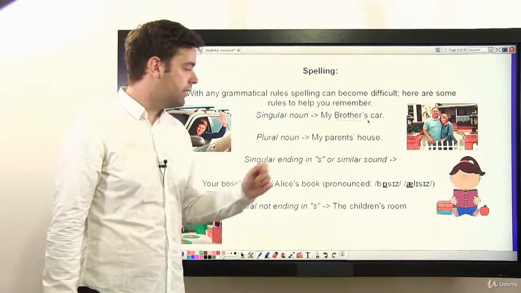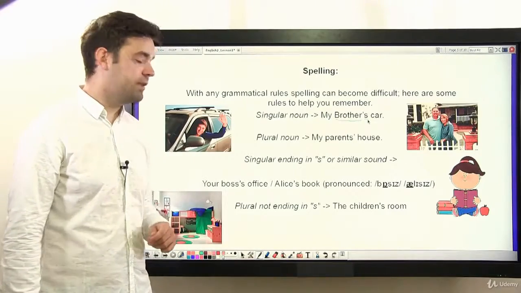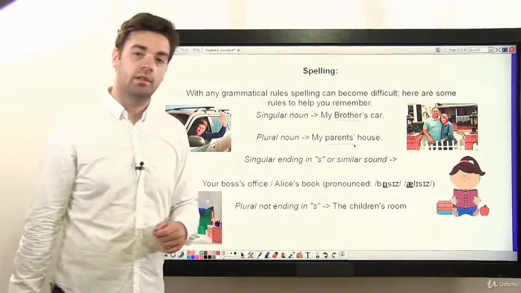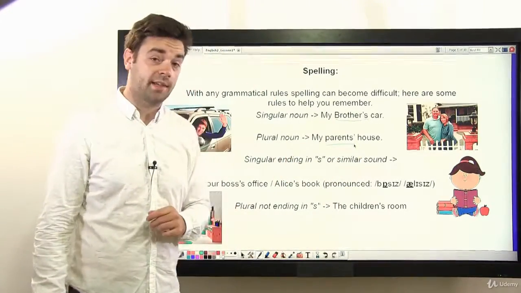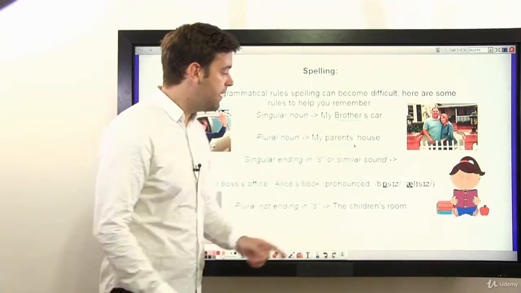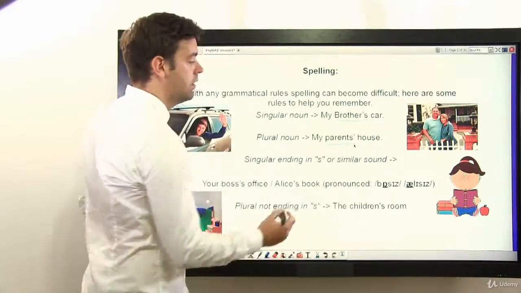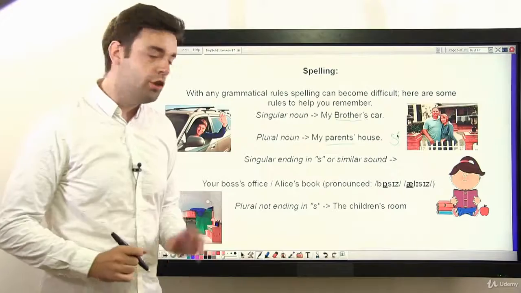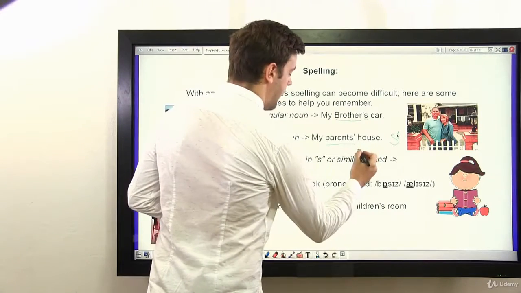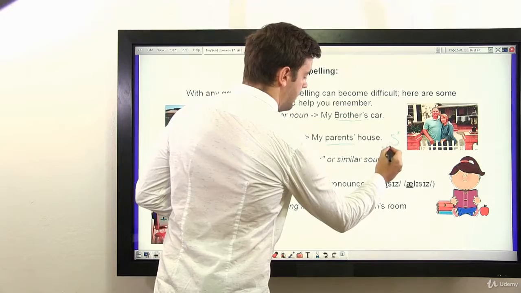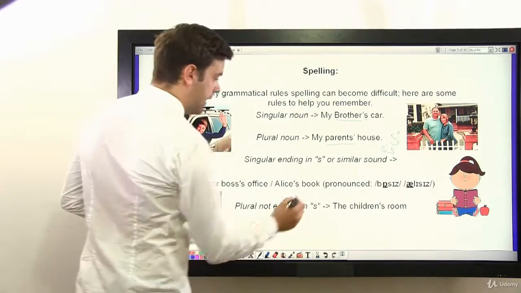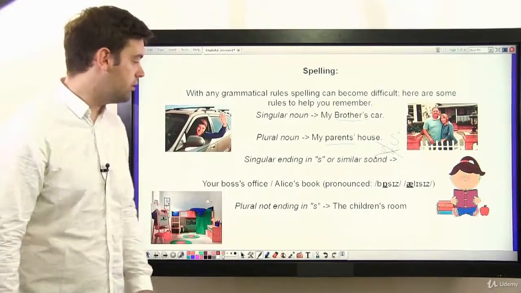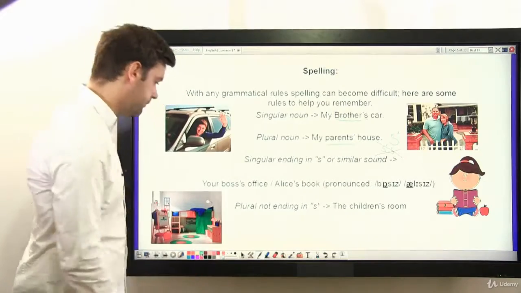What if we have a plural noun? So two or more of something. For example, parents. Well, because a plural normally has an s on the end, all we need to do is put the apostrophe at the end. So like this, okay? So if we've got an s, you just put the apostrophe there. You don't need to do s apostrophe s. You don't need to do that. Okay? No need to do two s's.